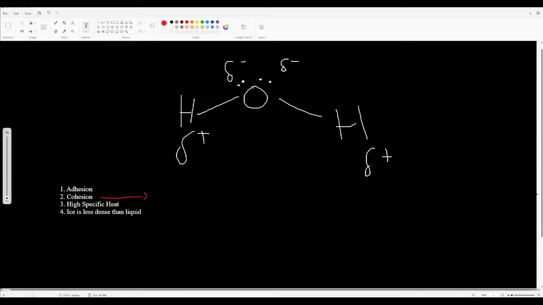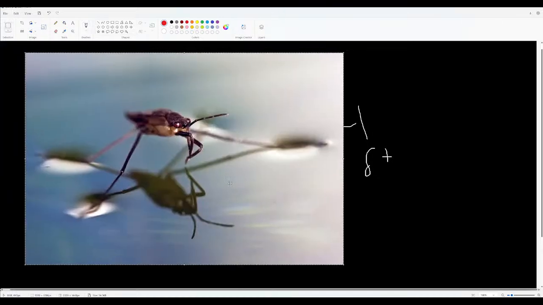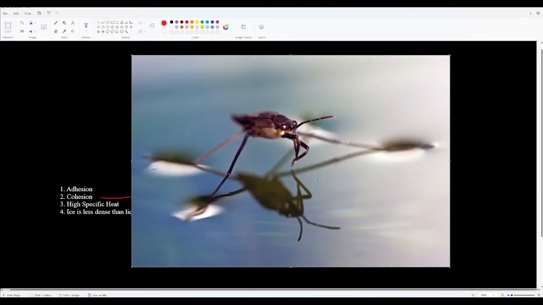Okay, this is perfect. So this is an example of cohesion. Right here we have a bug that is skating across the water, which shouldn't be possible, right? The only time we hear about people walking on water is in the Bible. So when we have this bug here, you see this bug is also walking on water. So what's going on here? This all lends itself to the cohesive properties of water.